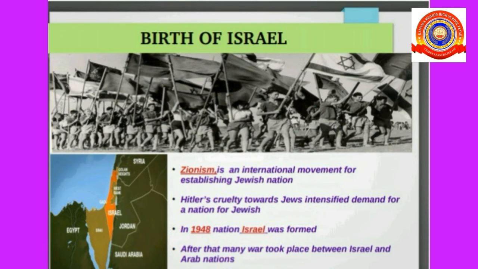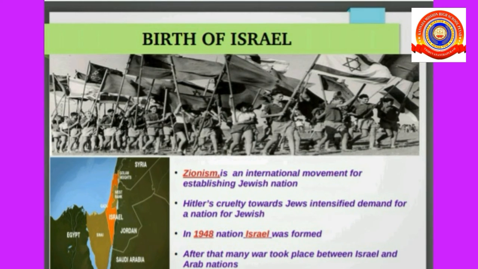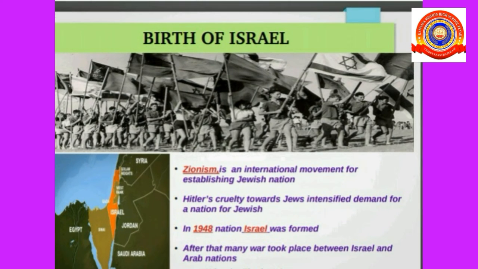Zionism is an international movement with an objective of the establishment of a homeland for the Jews. The cruelty of Hitler towards the Jews intensified the demand for a separate Jewish state. In 1948, the nation Israel was formed. Consequently, many wars broke out between Israel and the Arab nations.